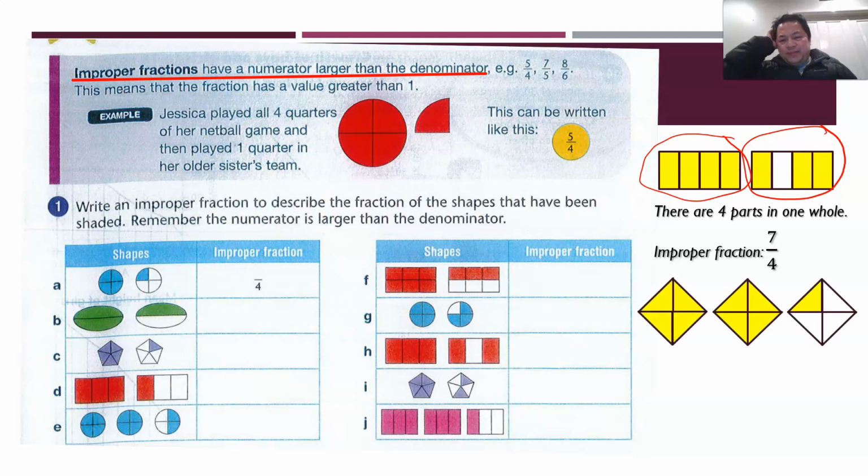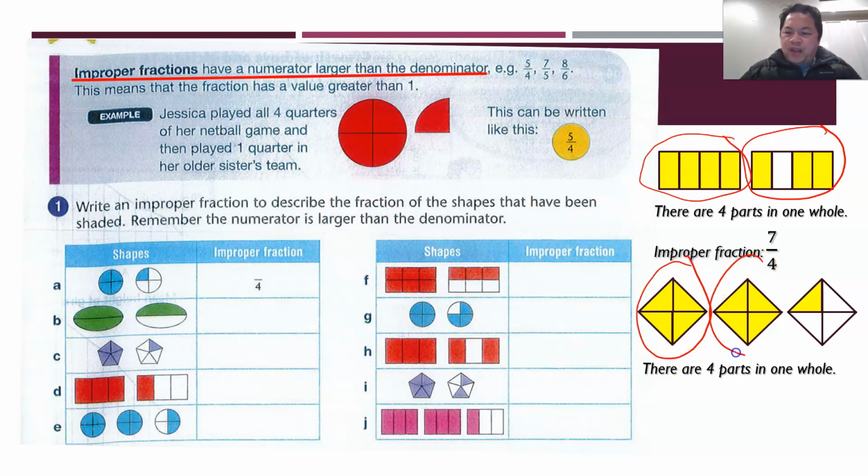What about this one? Okay, so we know again there are 4 parts in each whole, because you see again this part is made out of 4 parts, made out of 4 parts, isn't it? So how many yellow parts are shaded? There are 9 of them. So that's why it's 9 out of 4. So 9/4 are shaded in yellow.